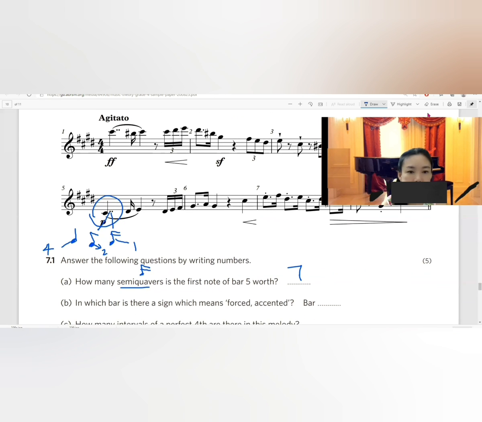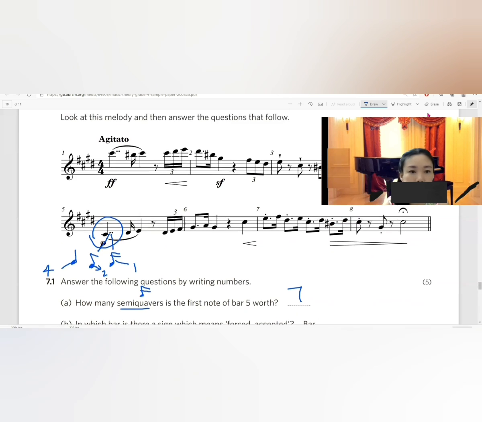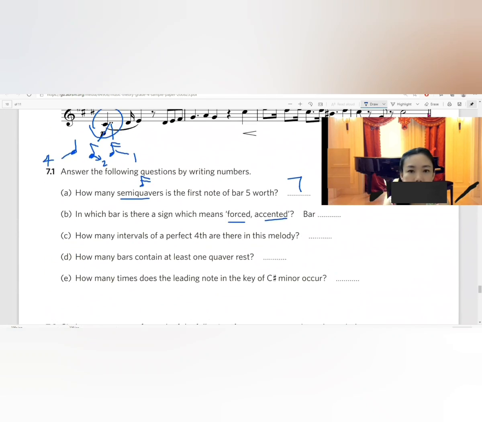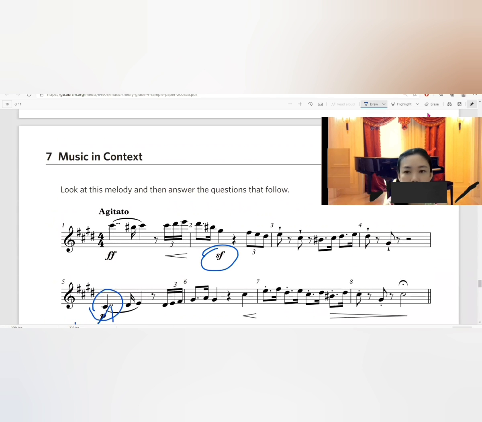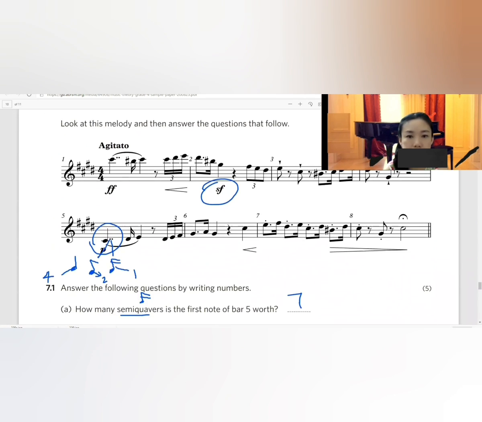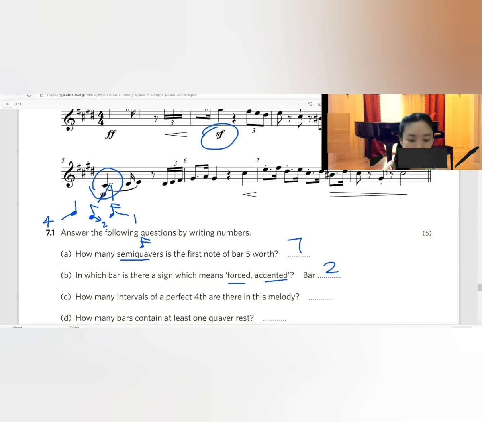In which bar is there a sign which means forcefully accented? Looking at the music, I can only see over here in bar 2, sforzando. SF means forceful and accented. So the answer is bar 2.